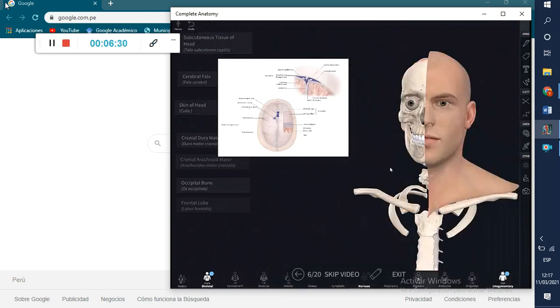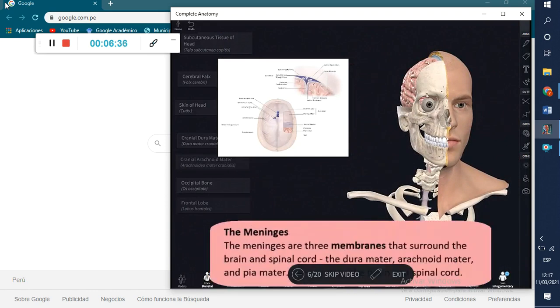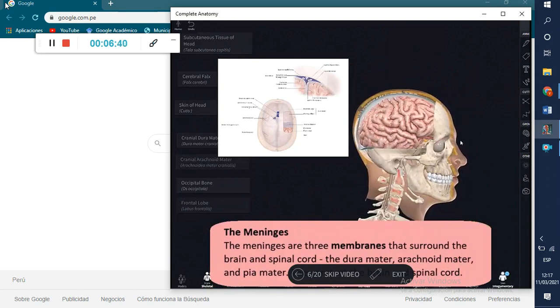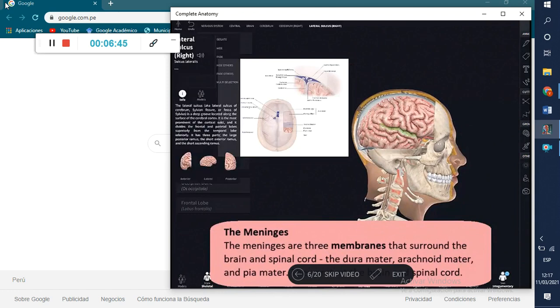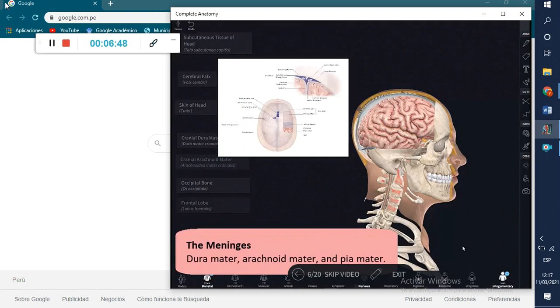Okay, so let's put this all together. What are the meninges? Well, the meninges are 3 different layers of membranes. Their main function is to protect the central nervous system. That includes our brain and the spinal cord, of course. The 3 meninges are called the Dura Mater, the Arachnoid Mater, and the Pia Mater, as you can see here.